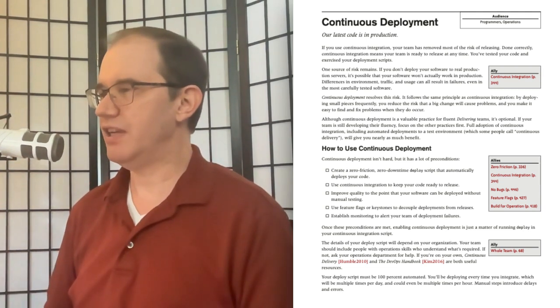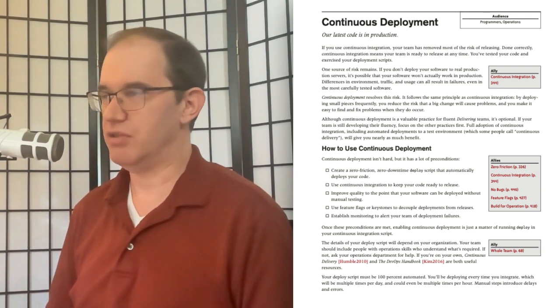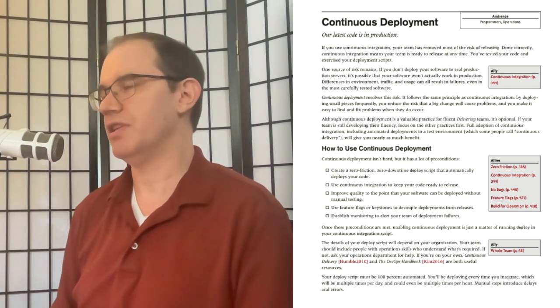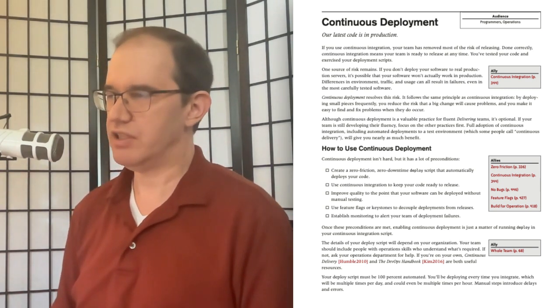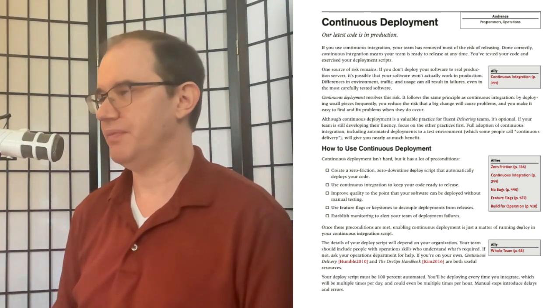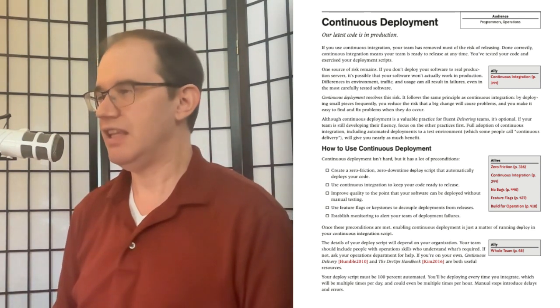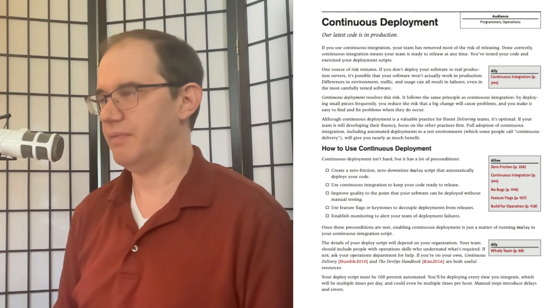Continuous deployment. Our latest code is in production. If you use continuous integration, your team has removed most of the risk of releasing. Done correctly, continuous integration means your team is ready to release at any time. You've tested your code and exercised your deployment scripts. One source of risk remains. If you don't deploy your software to real production servers, it's possible that your software won't actually work in production. Differences in environment, traffic, and usage can all result in failures, even in the most carefully tested software.